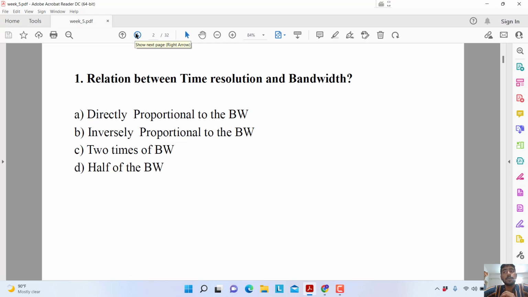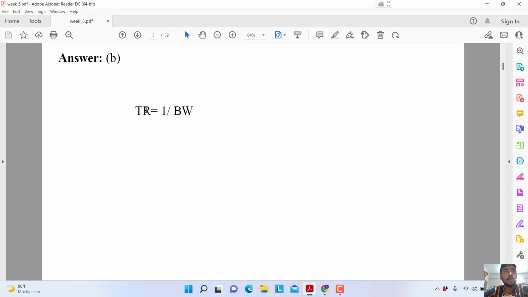Question number 1 is on your display. Just simply answer this question. It's a theoretical question. So the right answer is part B. It is inversely proportional to the bandwidth. Mainly, the formula between the time resolution and the bandwidth is that time resolution is equal to 1 over the bandwidth. So part B is the right answer.